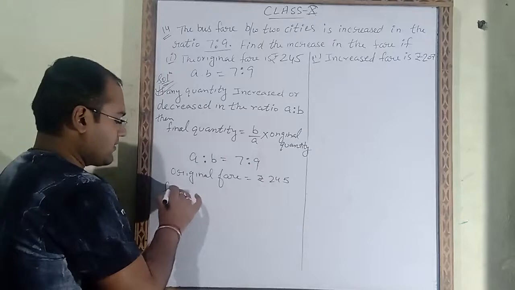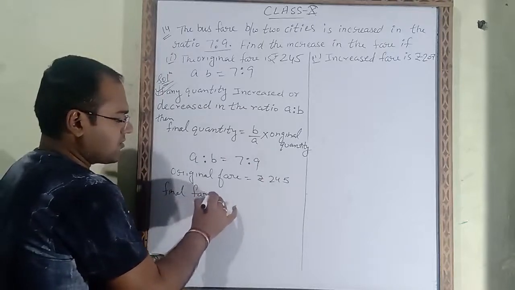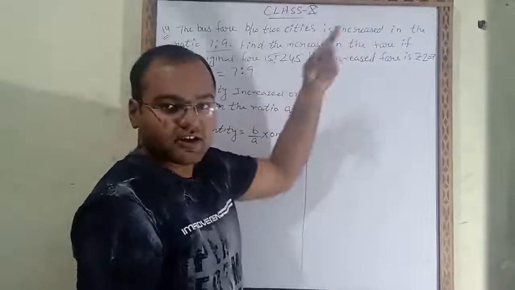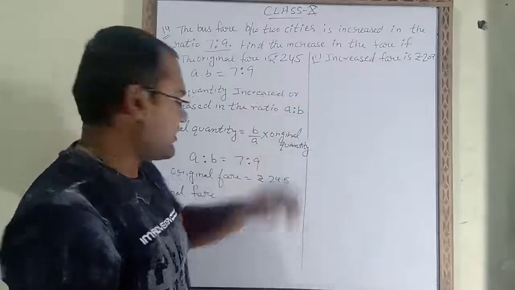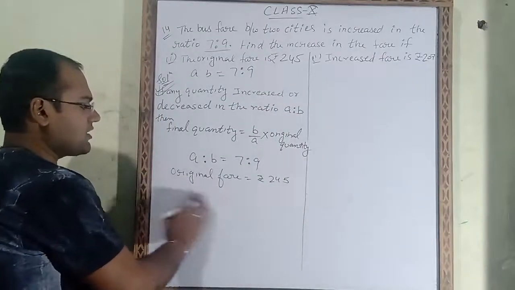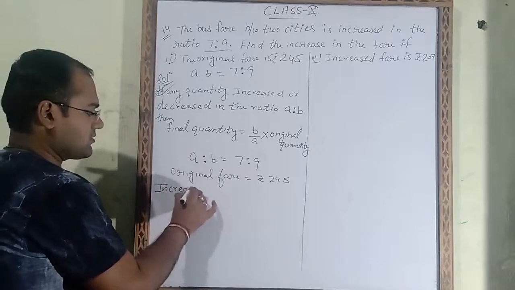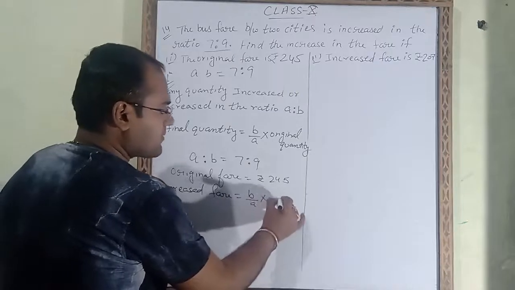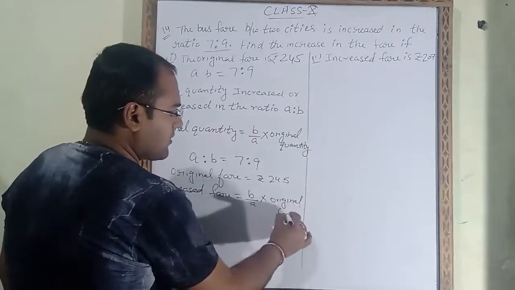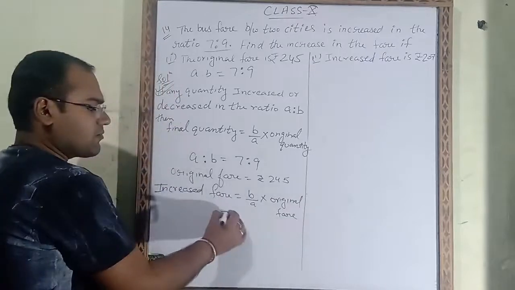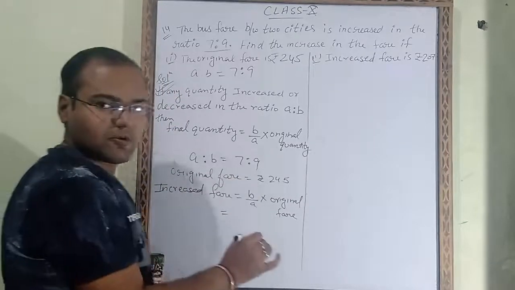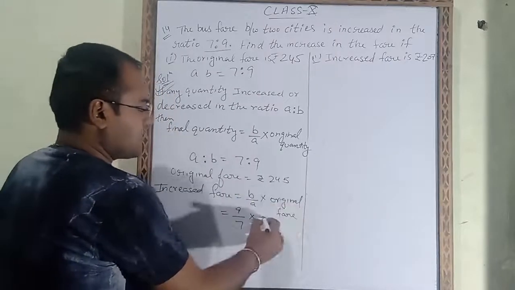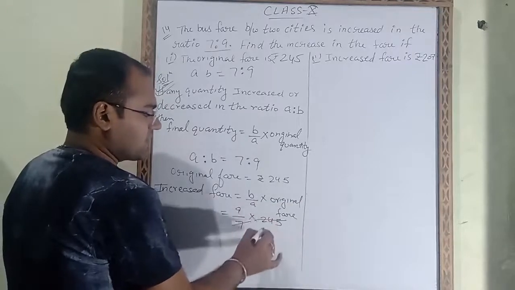So what will be here? Final fare. Final means the fare between the cities is increased. The fare was increased, so we will say increased fare is equal to B upon A multiply original fare. Now we have to put the values. A upon B is 7 upon 9, so B upon A will be 9 upon 7. Multiply original fare. Original fare is 245.